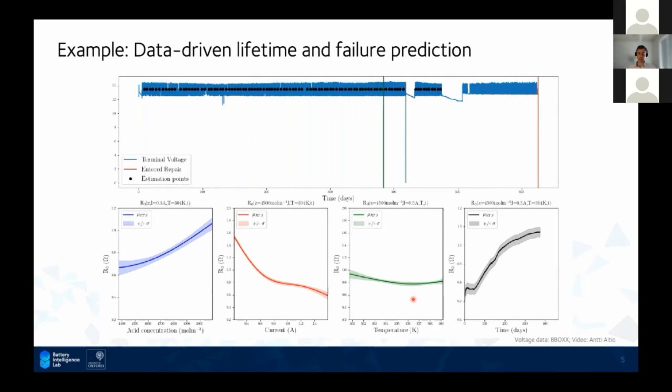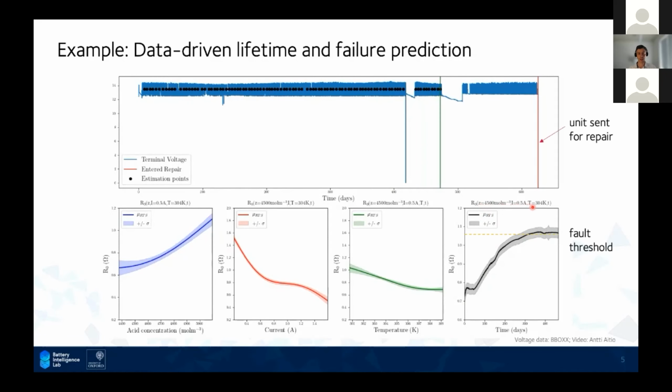Now, the important thing about this is we can then use, for example, the resistance calibrated at a given state of charge, current, temperature, just as a function of time to indicate some kind of fault. So in a simple case, for example, we choose a fault threshold. And we're currently doing work to compare these metrics with data from the database of the company that we're working with for when units were sent for repair. And we can predict fairly accurately, with about 85% accuracy, when a system is going to fail and be sent for repair.